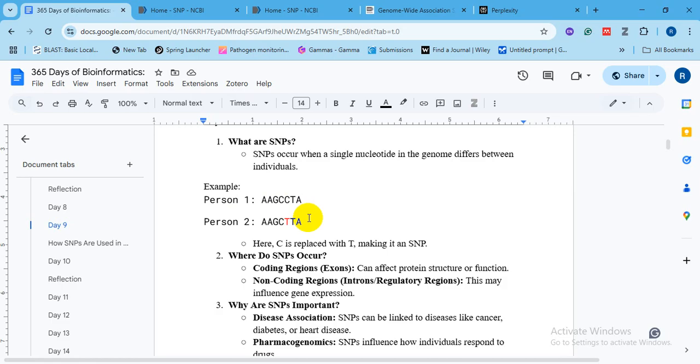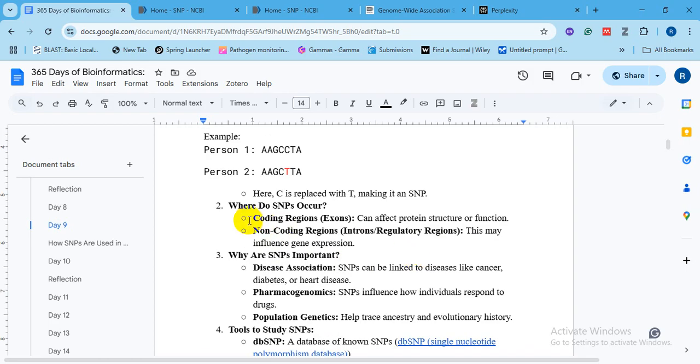These are the same genetic area. Okay, let's say it is the gene of insulin. For example, we found this variation in person 1. This is the sequence. In person 2, this is the sequence. When we compare the two sequences, we found that this C nucleotide is replaced in person number 2 with T. Okay, so this is an SNP: it is only one nucleotide that is replaced with another. So C is replaced with a T, making what is called an SNP.